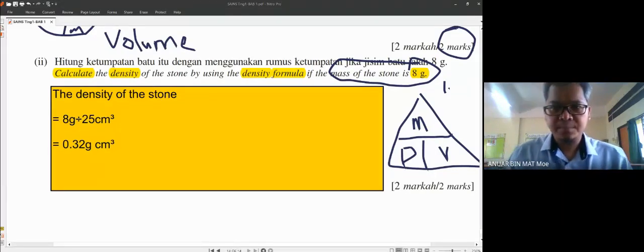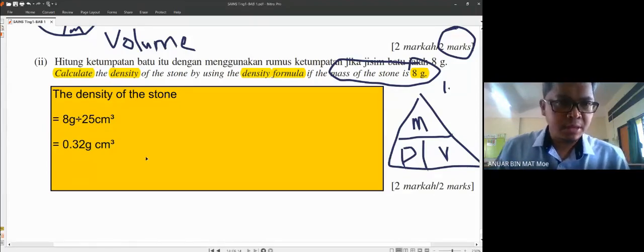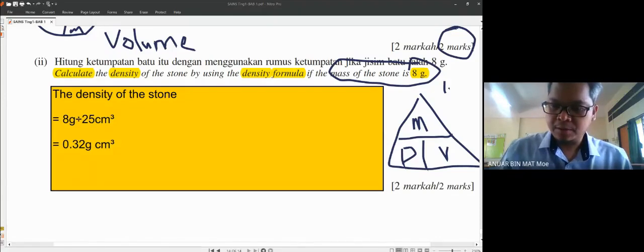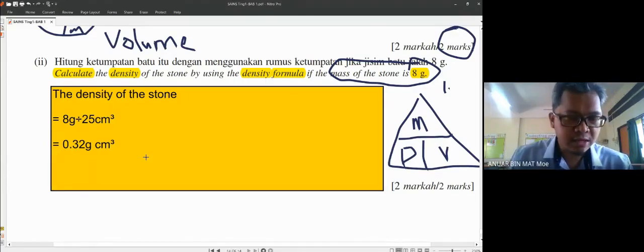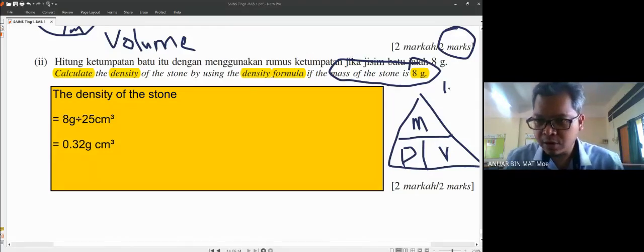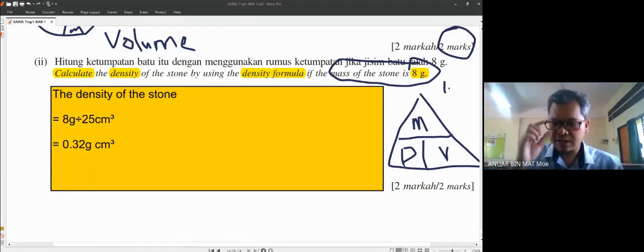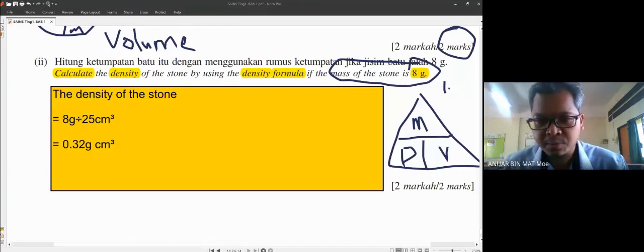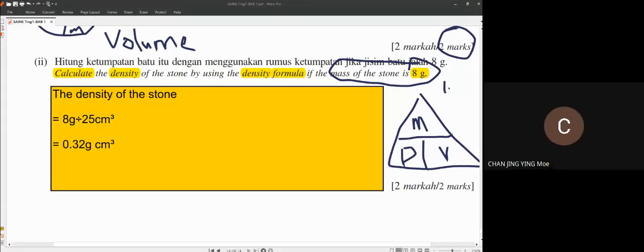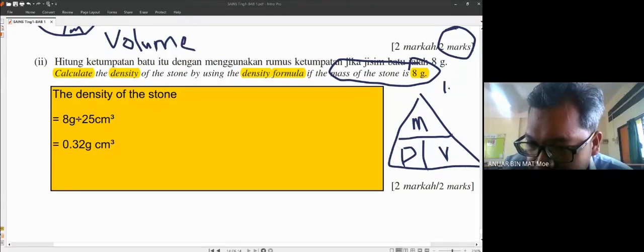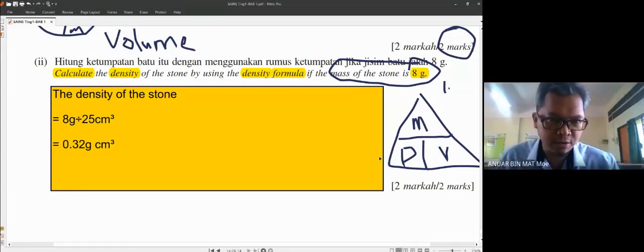So the volume is 25 over, the volume over mass. Okay, is the answer here true or no? Correct or no? Do you have another possible answer? Betul ke salah ni jawapan dia? Lokai ni punya jawapan. Betul. Ya ke? Correct.